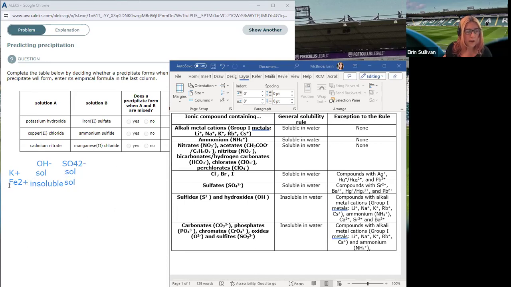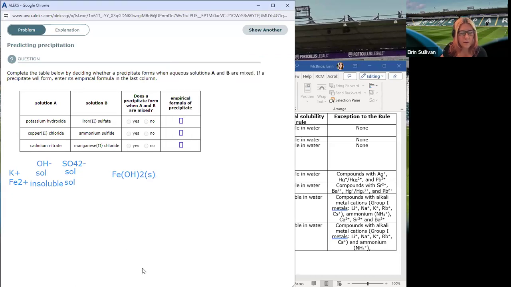Then we've got to work out what the formula of this compound is going to be. It's iron 2 and hydroxide 1 minus, so it's going to be Fe(OH)2, and that will form a solid, so that would be a precipitate. If I'm going to fill this in on my ALEKS table right here, I'm going to say yes, a precipitate forms, and the empirical formula is Fe(OH)2.